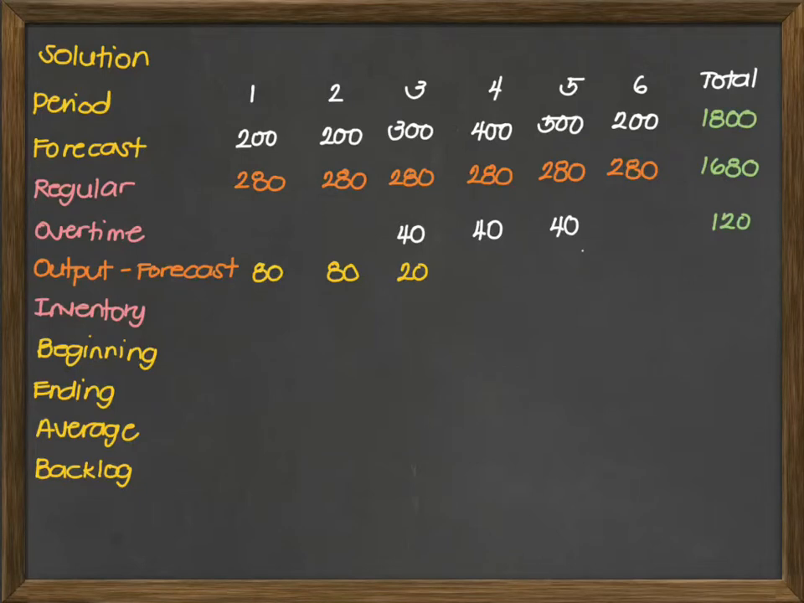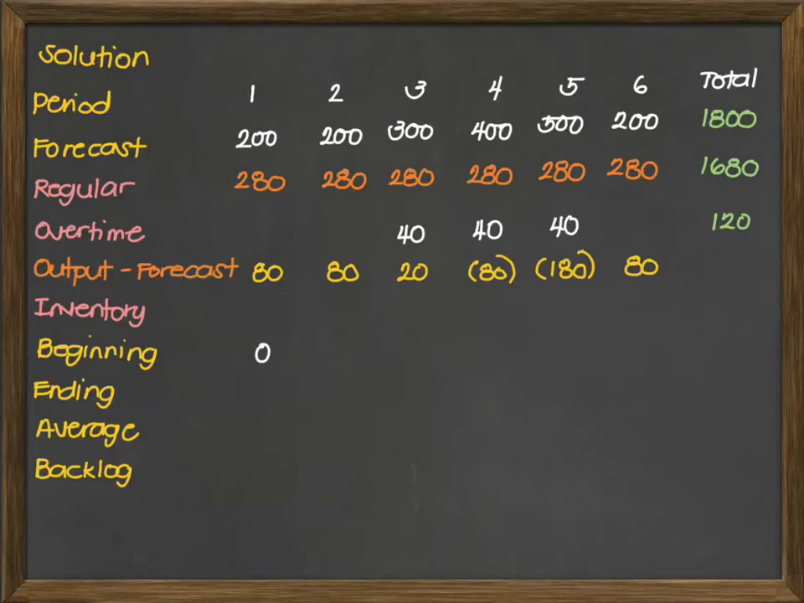Next period, number 4. So, 280 plus 40 minus 400 gives us negative 80. So, kinulang na yung ating output sa forecast. And then, for the fifth period, ganun din. So, kulang naman ng 180 units. Pero si period 6, so, meron tayong excess na 80 units. Now, dun sa ating beginning inventory, sabi sa atin, 0 daw ang beginning inventory.